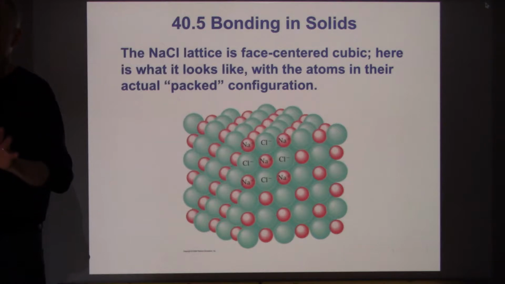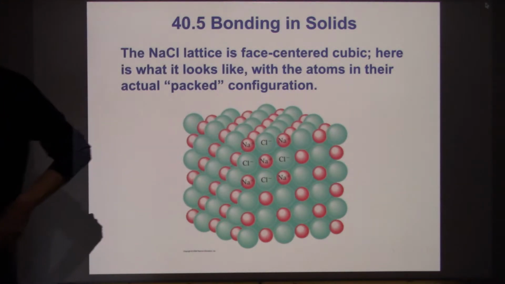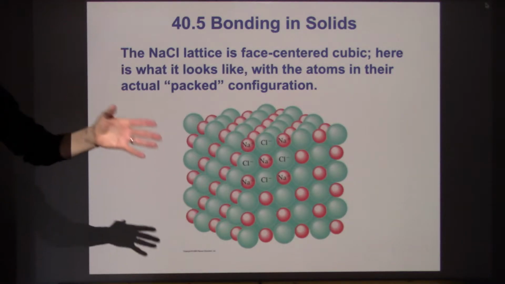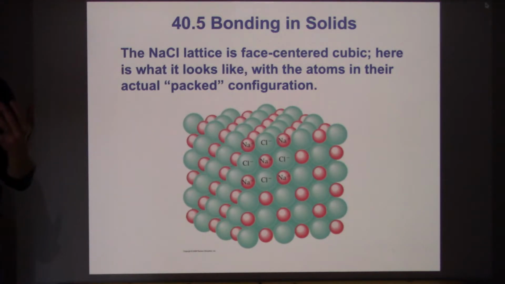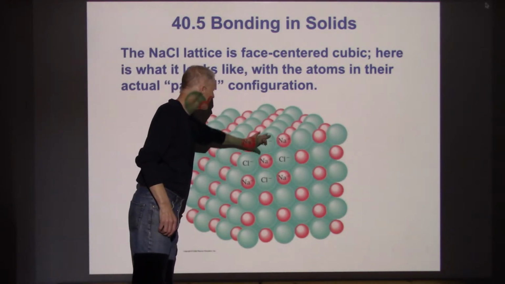All right, let's move on into the second part of the chapter, and that is looking at solids. So first of all, we looked at molecules, chemical bonds, rotational and vibrational energies. Now we're going to look at solids. Solids, in some sense, are a little more complicated. We've got a lot of stuff going on. We've got many atoms interacting with each other.